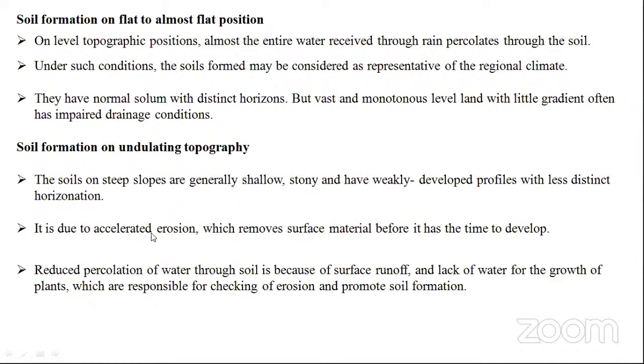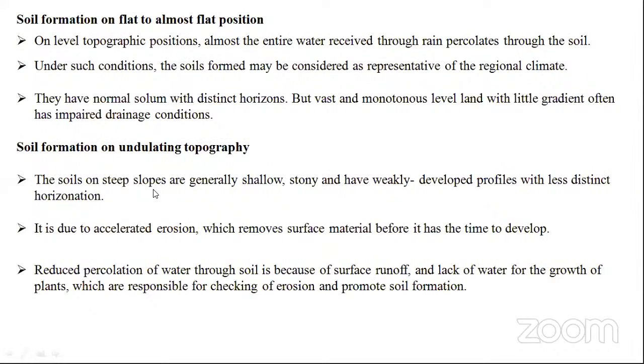Due to this leaching out, there is no percolation of water as we see in the flat area. In the flat area, you can see complete percolation, but here you can't see any percolation. In the undulating area, there is no percolation. There is heavy surface runoff and lack of water. You can't see any water there.